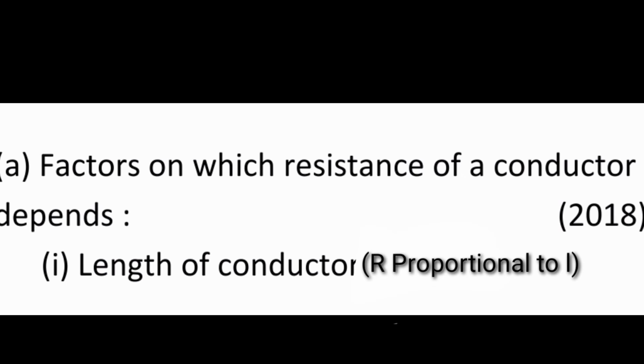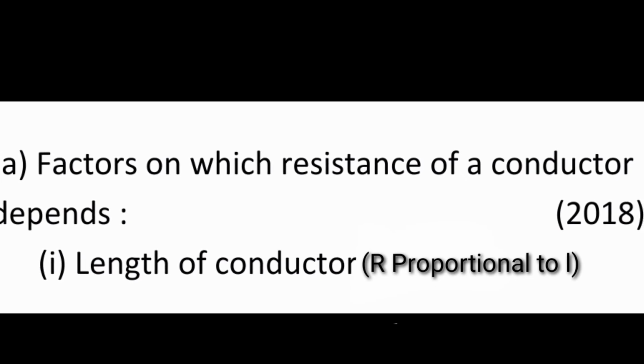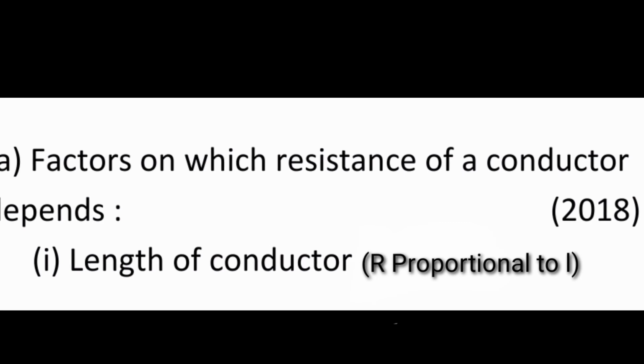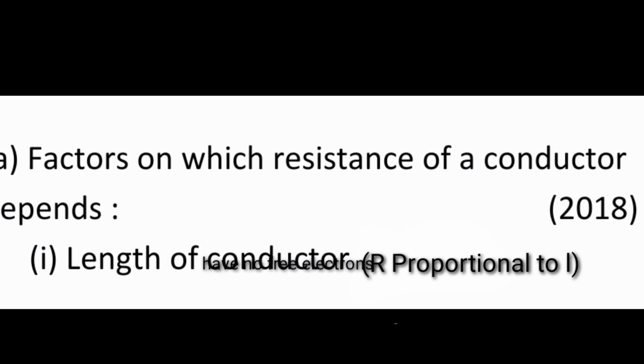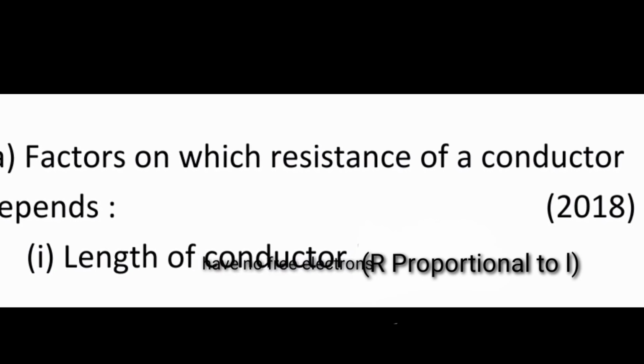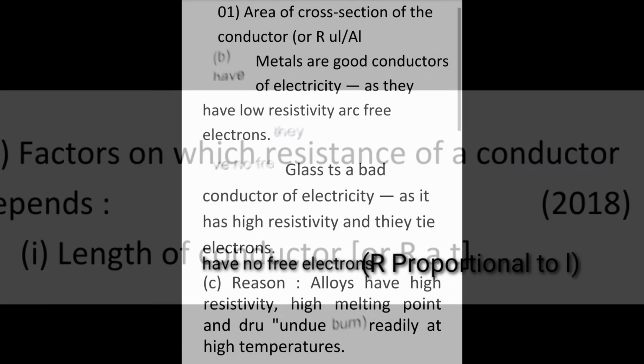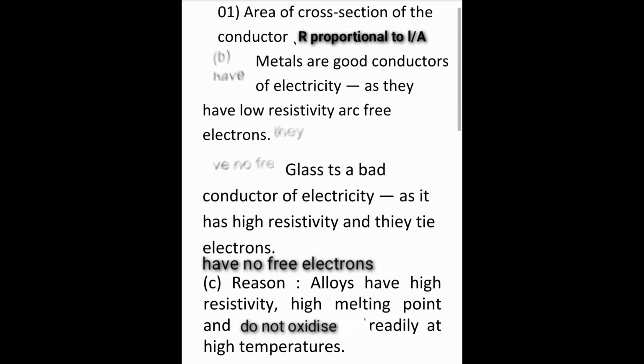Now we can answer the question. The first question was the factors on which the resistance of a conductor depends, right? So it was the length of the conductor, that is, the resistance R is proportional to L. Also the area of cross section of the conductor, that is, the resistance is inversely proportional to the area of cross section, that is, R is proportional to 1 by A.